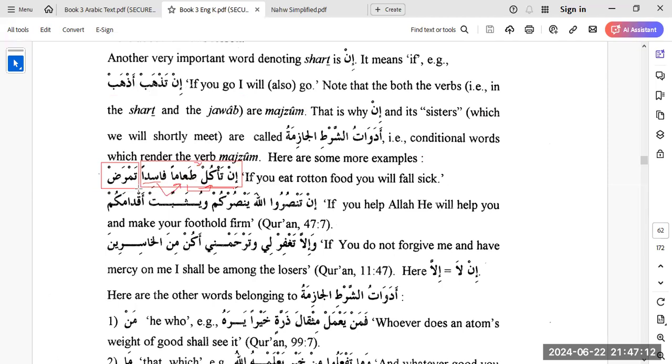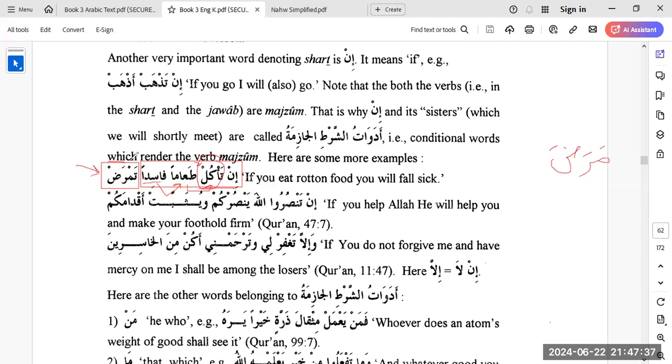What's the verb? Marida yamradu means to fall ill, to fall sick. مرض يمرض, right? And it becomes tamrad. It is majzoom. So you have two verbs that are majzoom.